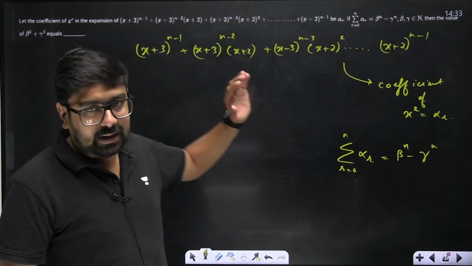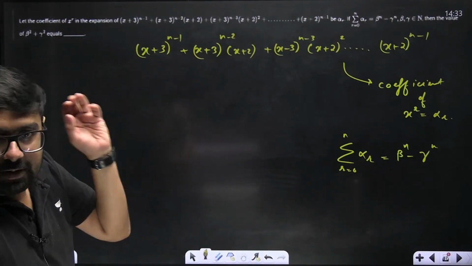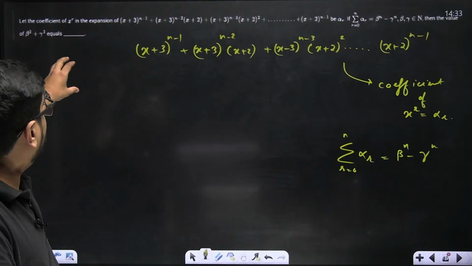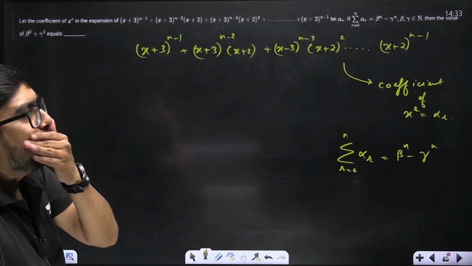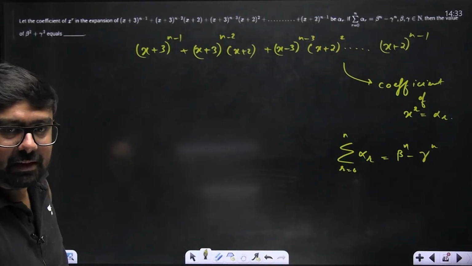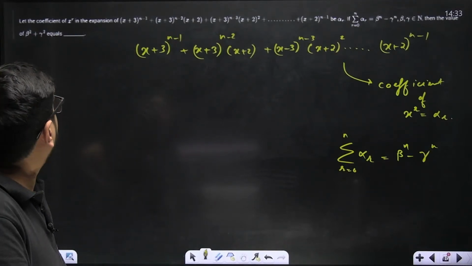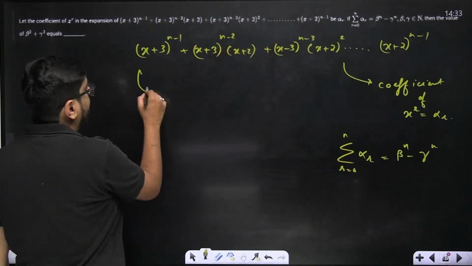If you put x equal to 1 on both the sides of an identity, you will always get the sum of coefficients. But how to put it? First of all, what is this? This is the expansion of what? Can we write it as this?